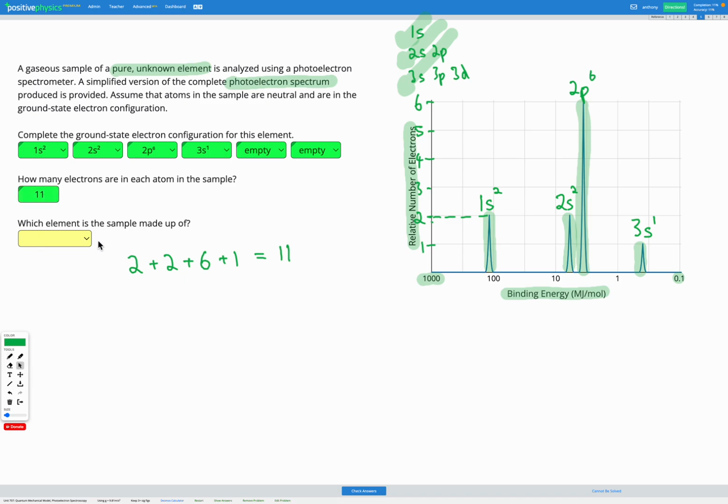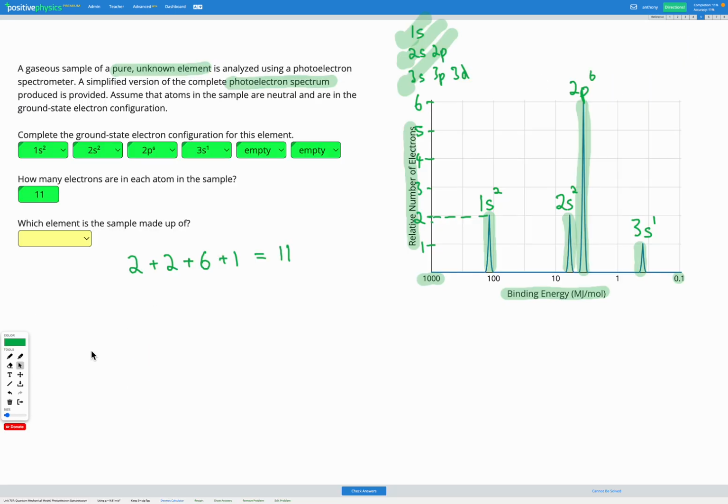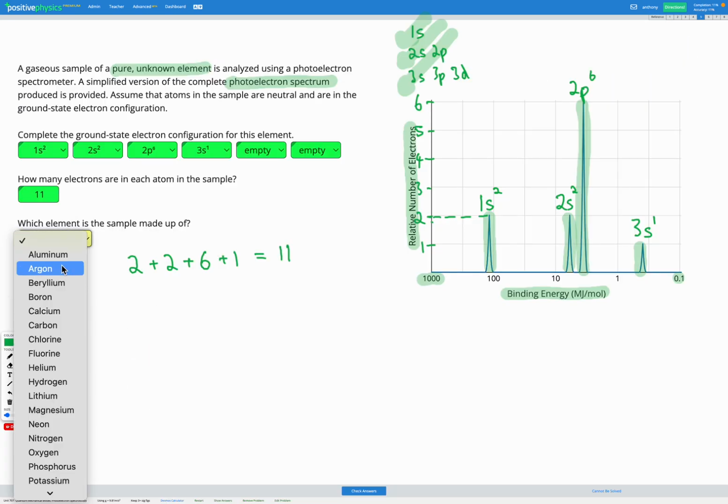The final question asks, which element is the sample made of? So let's have a look. Back at our periodic table, we're looking for something with atomic number 11, since that would have 11 electrons in the neutral atom. And here our sodium atom has atomic number 11, which means 11 protons and therefore 11 electrons in our neutral atom. So we know that this element must be sodium.